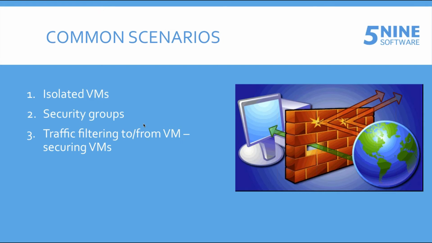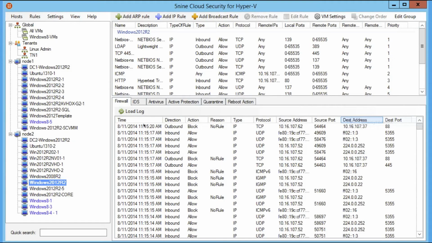So again, this is a host-based firewall that's running on the Hyper-V host. It's utilizing the virtual switch extension so that there's no agents or software or anything to install in the guest virtual machines. So this is, for example, what it would look like if you were using Five9 Cloud Security, which provides that virtual firewall capability as well as intrusion detection and antivirus.